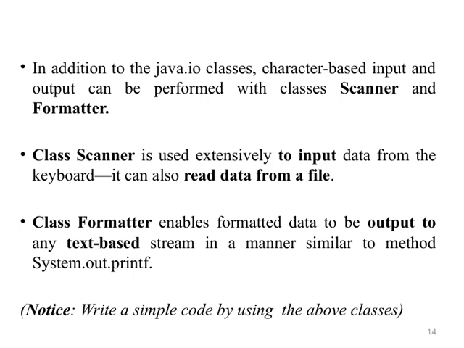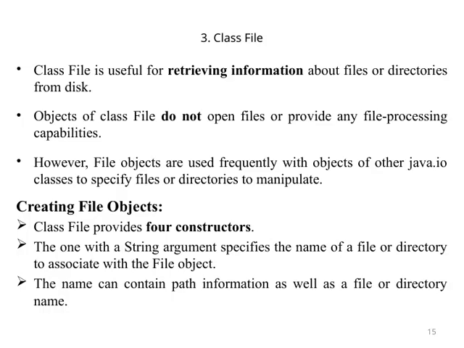Let's talk about the File class. It's really useful when you want to get information about files or directories on your disk. Now, it's important to note that objects of the File class don't actually open files or do any processing with the file contents. Instead, their main role is to represent files or directories so you can work with them in your program. You'll often see File objects used together with other Java I/O classes, especially when you need to specify which files or directories you're going to manipulate.